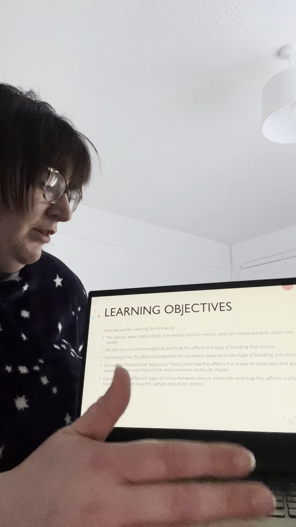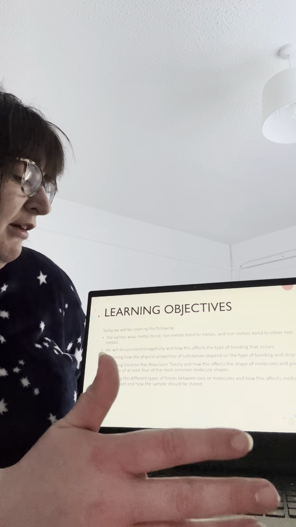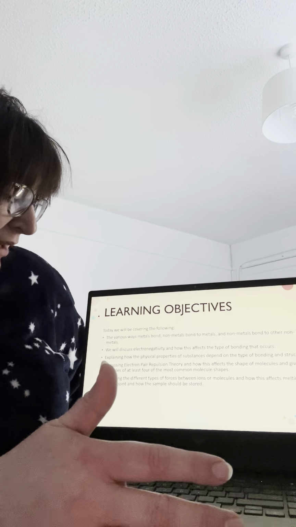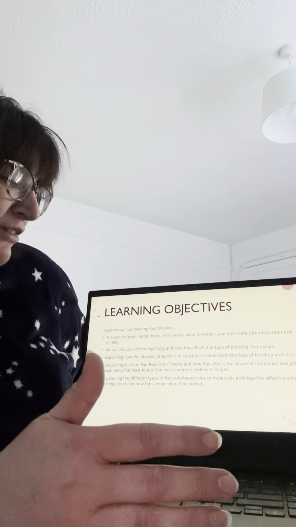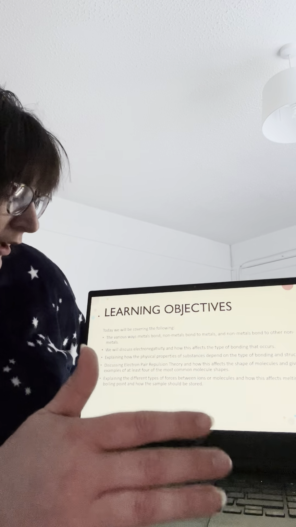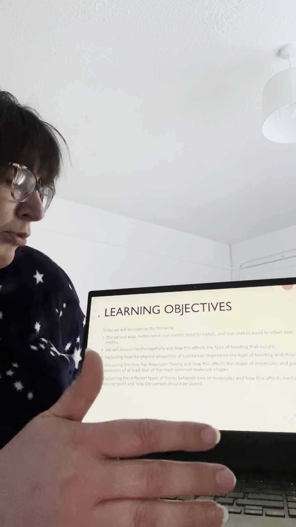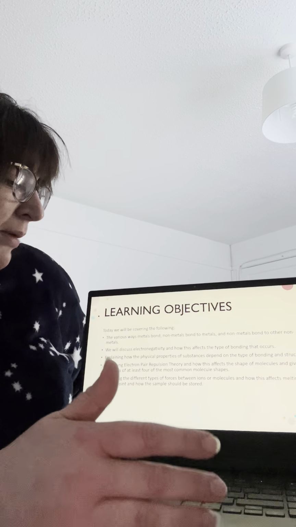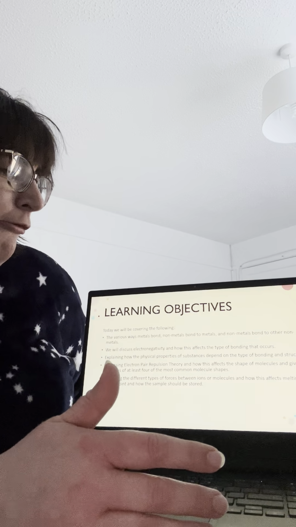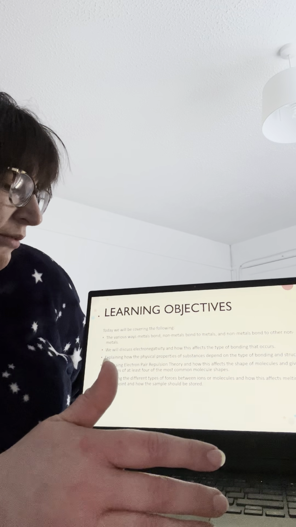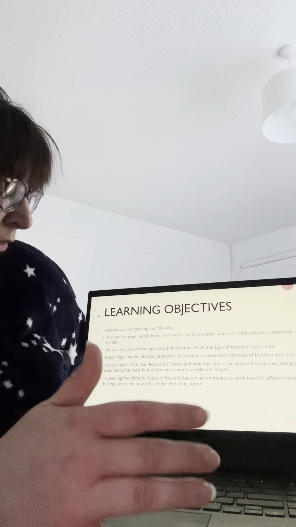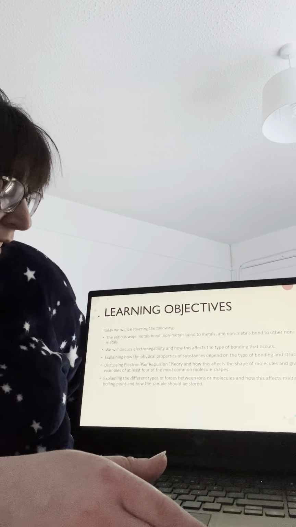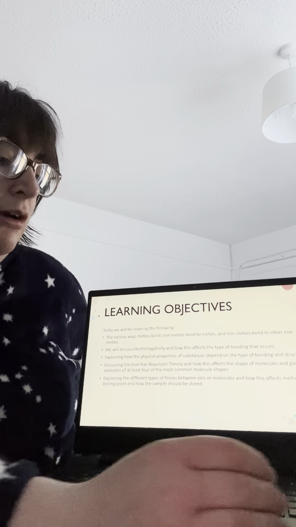So the learning objectives for today will be the various ways metals bond, non-metals bond to metals and non-metals bond to other non-metals. We will discuss electronegativity and how this affects the type of bonding that occurs, explain how the physical properties of substances depend on the type of bonding and structure, discussing electron pair repulsion theory and how this affects the shape of molecules, and give examples of at least 4 of the most common molecule shapes. Explain the different types of forces between ions or molecules and how this affects melting and boiling point and how the sample should be stored.